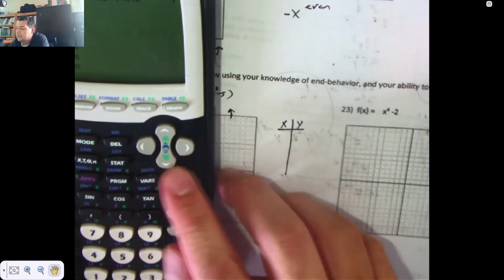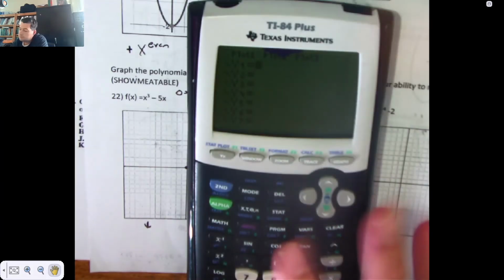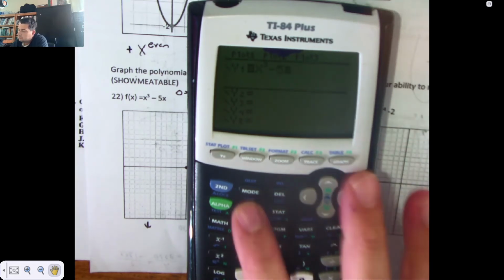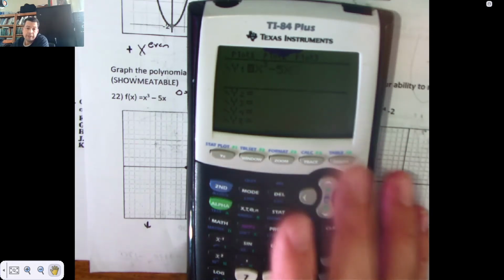So, make a table. And I'm going to cheat because I'm tired. It's a nice little feature in a TI-84. It's called table. It's right there in blue.